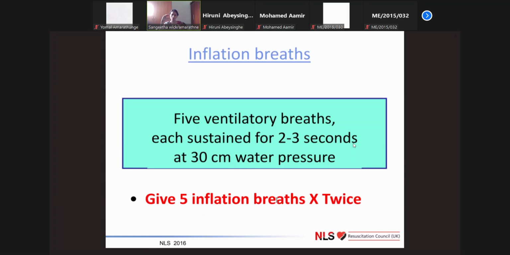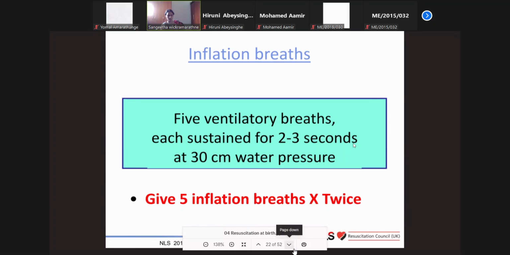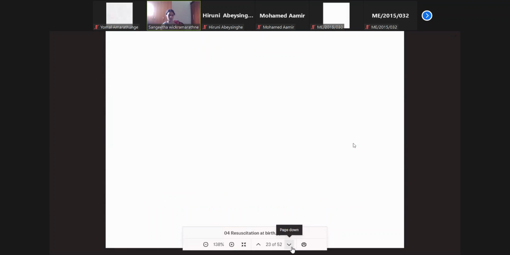And you will be pushing it through and through the Ambu bag, right? Not halfway through, because you want to give a 30 centimeter water pressure. So in a normal 500 milliliter Ambu bag, when you push through and through, the walls kissing each other, it will be around 30 centimeter water pressure. So that's to give inflation breaths.